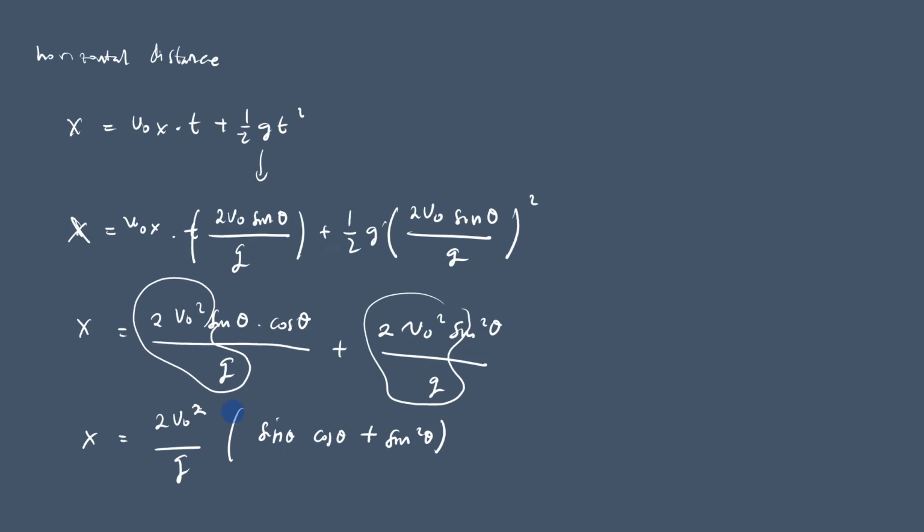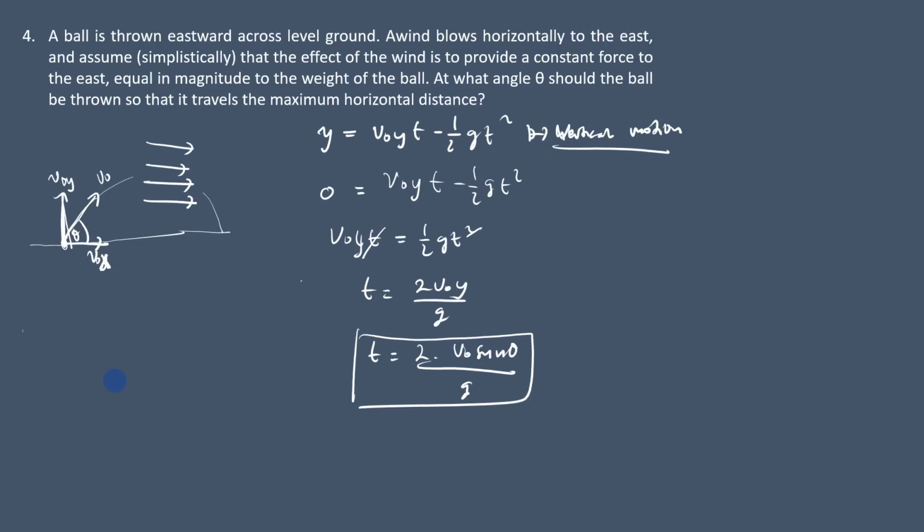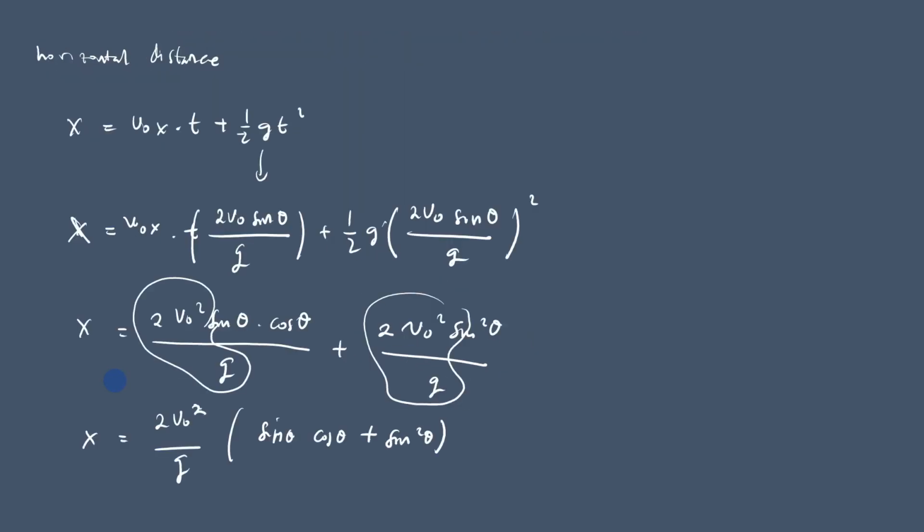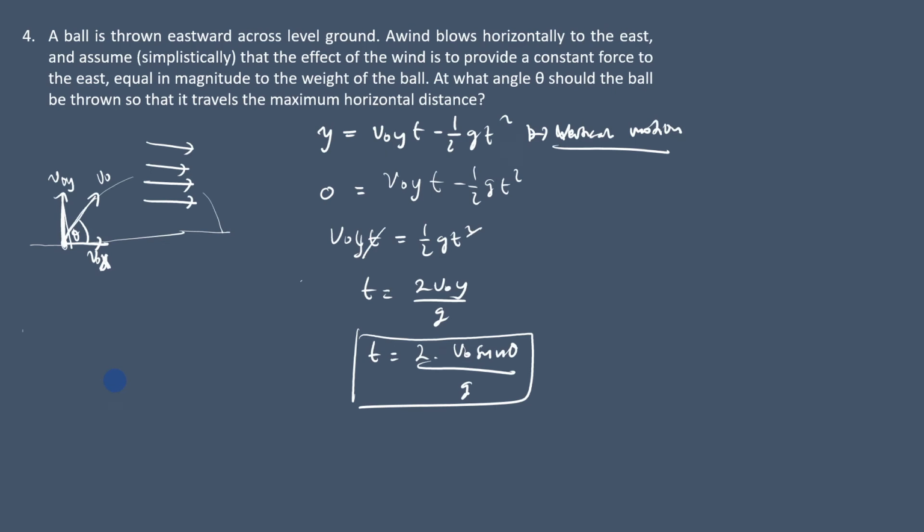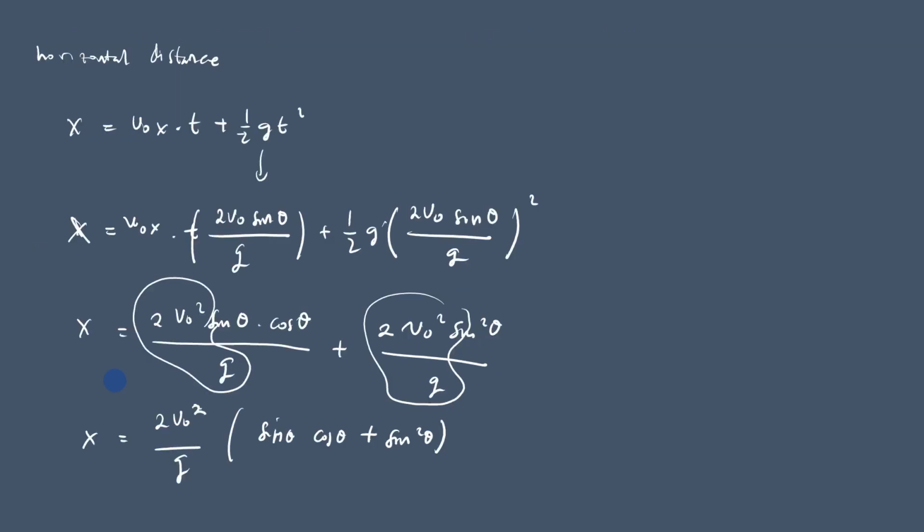Okay, this is the equation of x as a function of theta. So what is the maximum horizontal distance? We can get it by the derivative of the function. We know that the maximum distance is obtained by dx/d theta equals 0. This is the equation of the derivative that can yield the maximum horizontal distance.